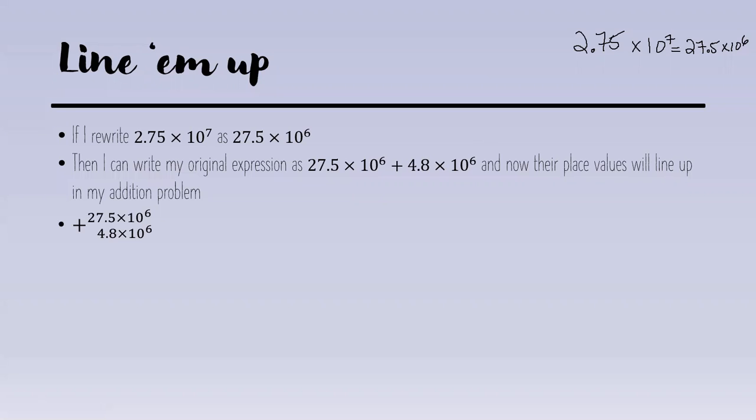Boom. Now when I line up my decimals, my place values are actually lined up, whereas before they weren't. That is not a good straight line. Let me try it this way. That's better. And so now I can say, look, 5 and 8 is 13, regroup. 7 and 4 is 11, plus 1 is 12. Regroup. 2 plus 1 is 3.